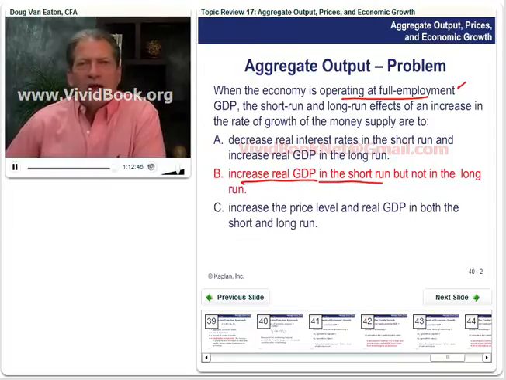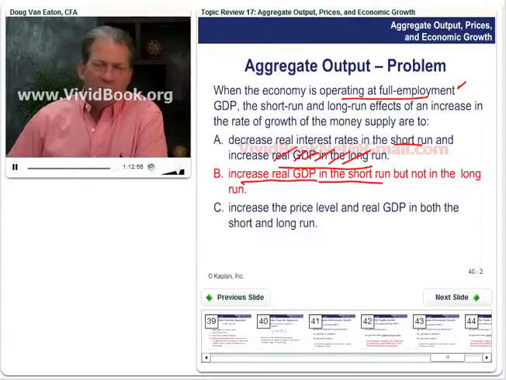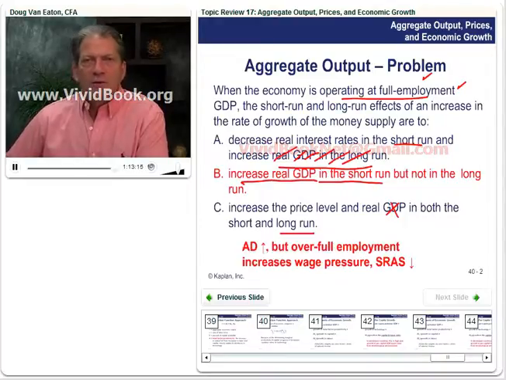What's wrong with A? Decrease real interest rates in the short run? Yeah, that's fine. Increase real GDP in the long run? No, no, no, no, no. You can't increase real GDP by printing money, not when you're starting at full employment. And C says increase the price level and real GDP in both the short and long run. Well, that's wrong here because in the long run, we aren't going to increase real GDP.